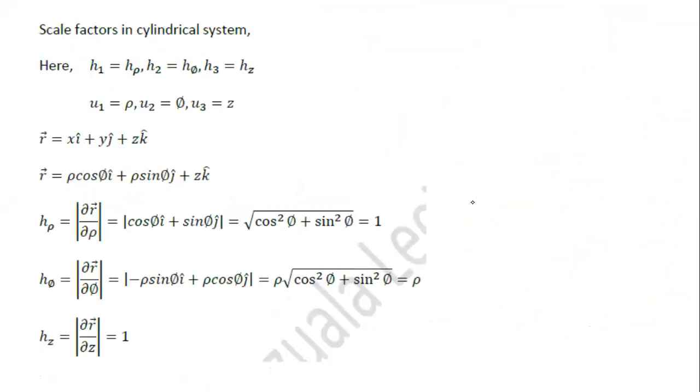Now, what are the scale factors? As I said, in this cylindrical coordinate system, u1 is rho, u2 is phi, u3 is z. The rho, phi, z coordinate system is your cylindrical system. Now h1, the scale factor corresponding to u1, you denote as h rho.